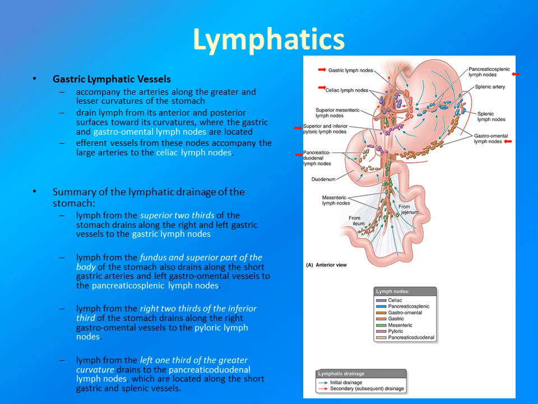Lymph from the left one-third of the greater curvature drains to the pancreatico-duodenal lymph nodes. These are located along the short gastric and splenic arteries.